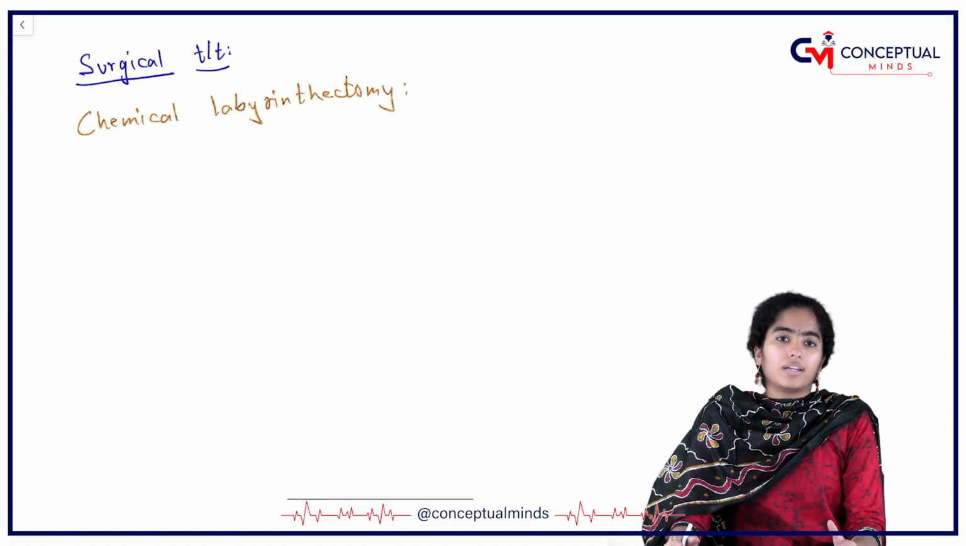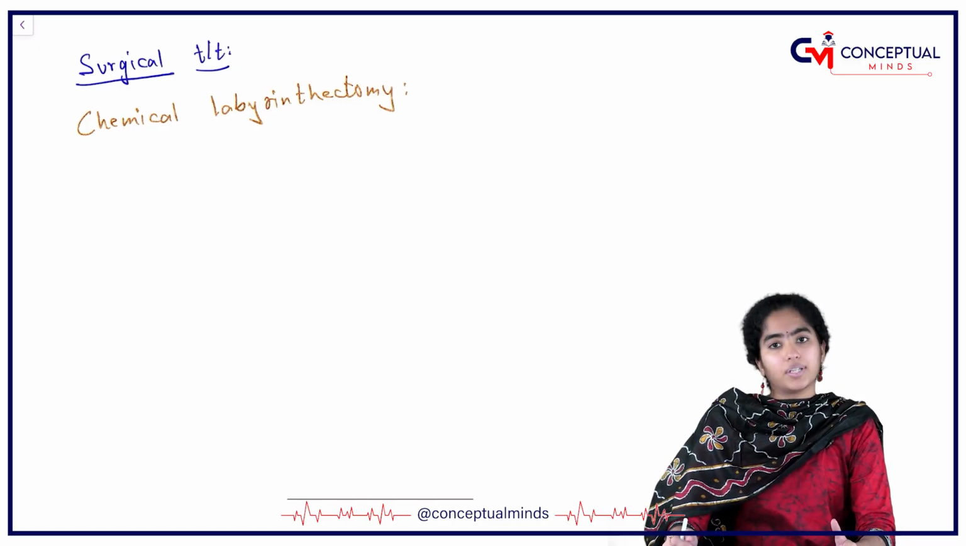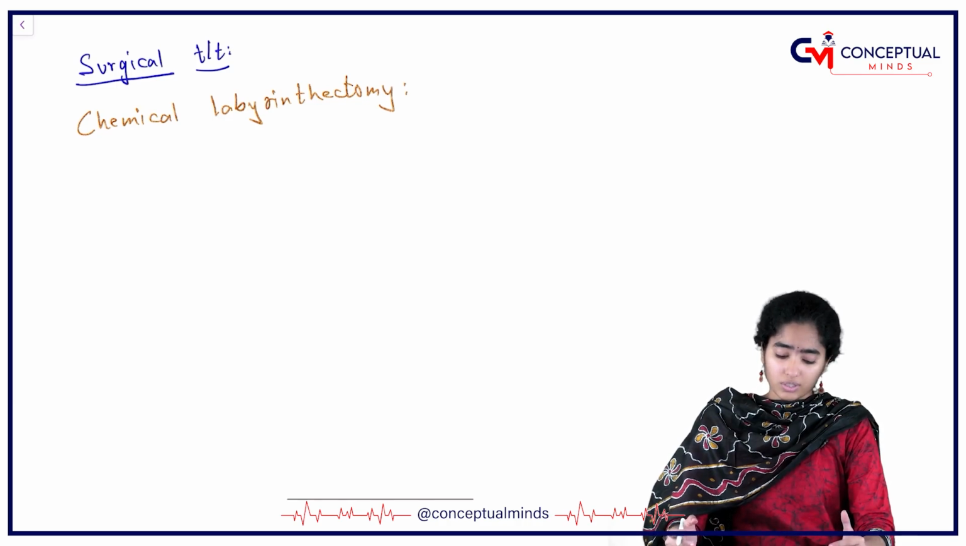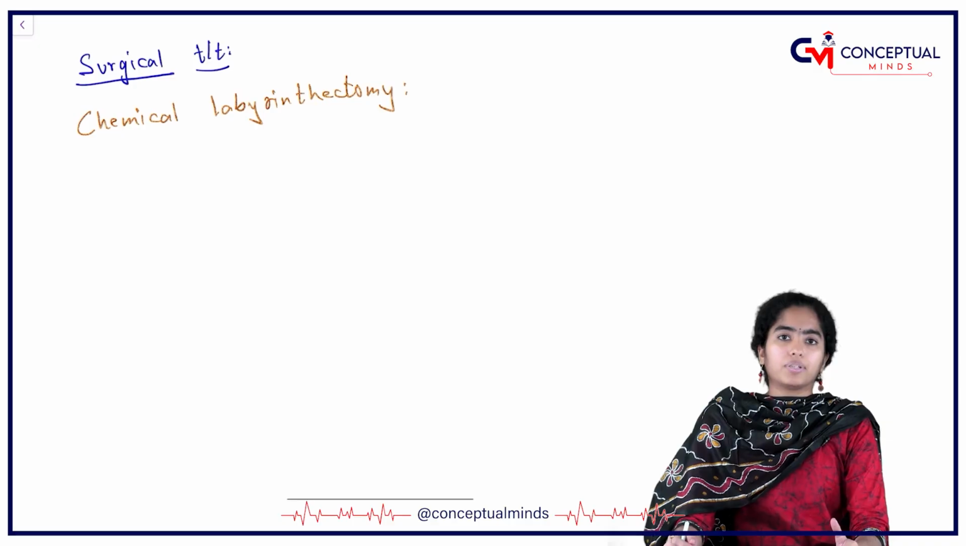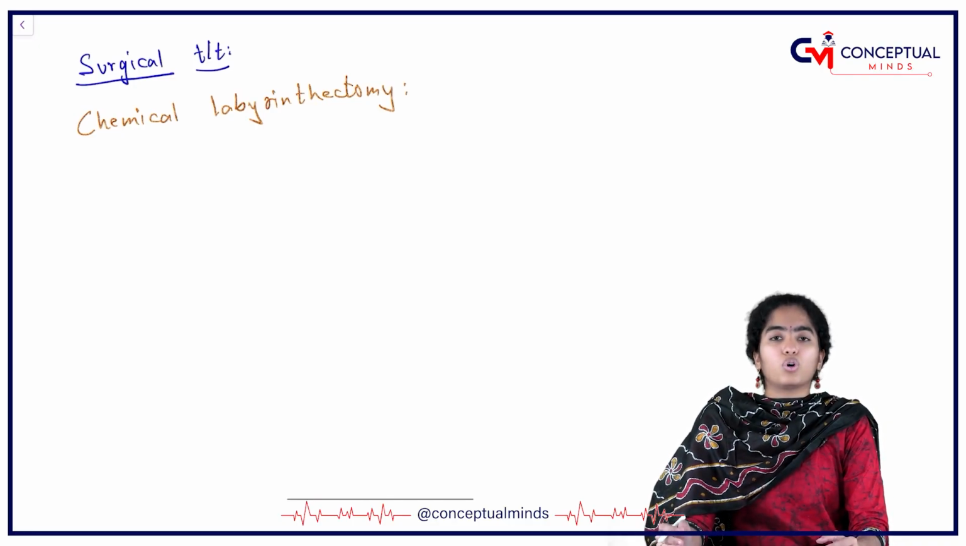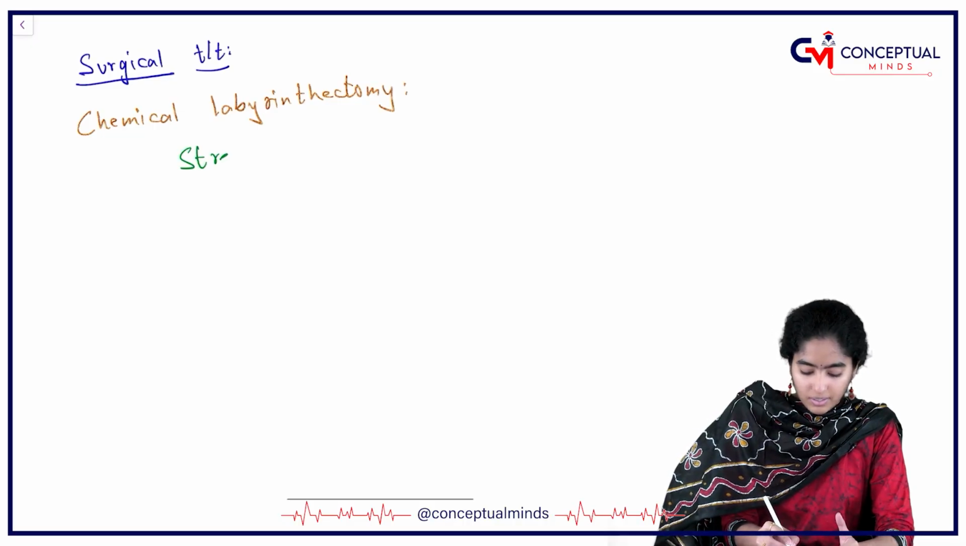What is chemical labyrinthectomy? It is used in patients where vertigo is very, very disabling. It's affecting their quality of life and the patient is experiencing vertigo all the time, not able to perform any function in life. Then this chemical labyrinthectomy is done. And also that vertigo is refractory to medical treatment. So what we do in chemical labyrinthectomy is we intentionally administer vestibulotoxic drugs. Ototoxic drugs. What are they? Streptomycin, gentamicin.